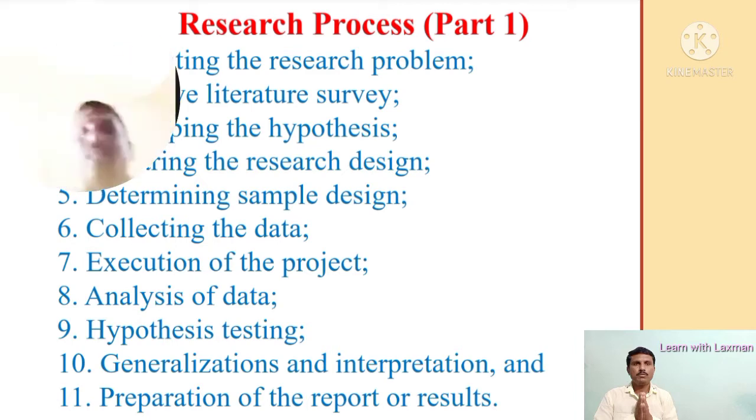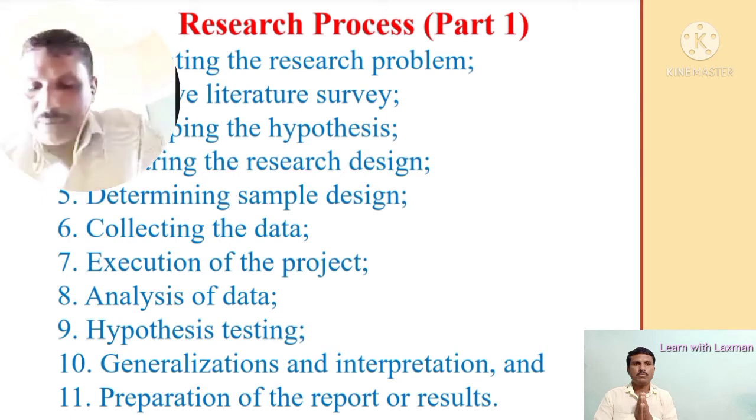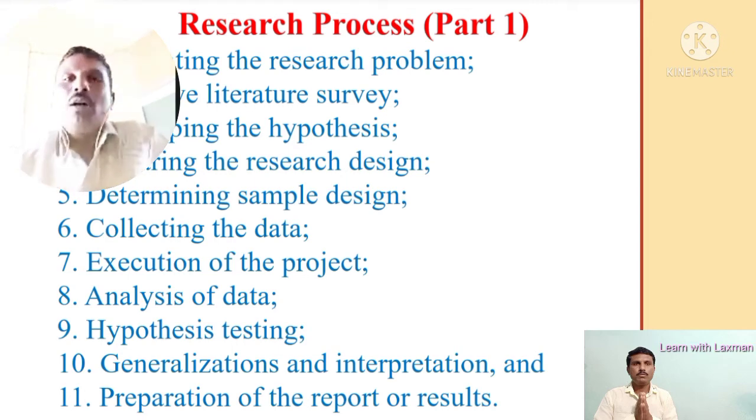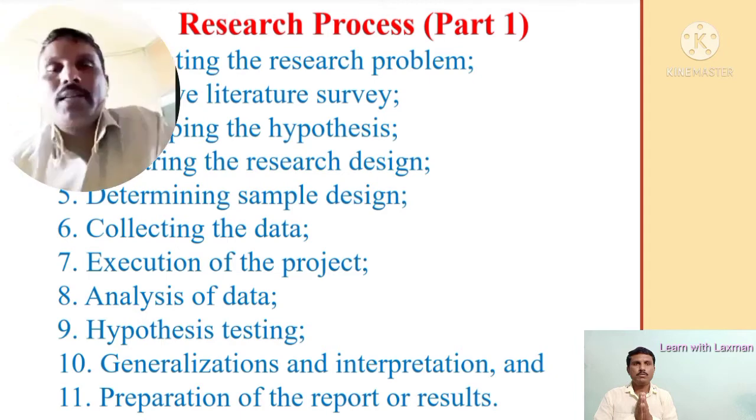Steps in the process of research we had seen yesterday are formulating the research problem, extensive literature survey, developing the hypothesis, preparing the research design, determining the sample design, collecting the data, execution of the project, analysis of the data, hypothesis testing, generalizations and interpretations, and preparation of the report or of the results. Okay, so these were the steps. We have generally talked about these steps, and we're going to discuss these steps in detail.